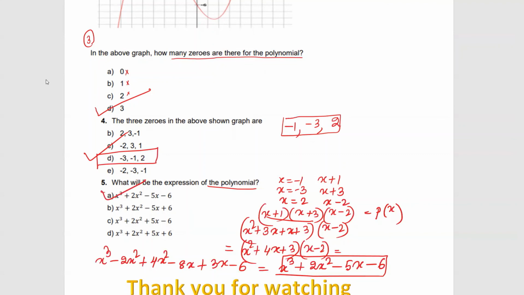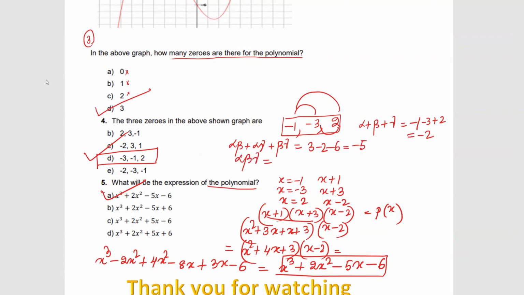And another way of doing this: first you find the sum, alpha plus beta plus gamma. That will be -1 minus 3 plus 2. This gives you -2. Then you find alpha beta plus alpha gamma plus beta gamma. Multiply 2 at a time: 3, minus 2, minus 6. This gives you -5. Then you get alpha into beta into gamma. This will be 3 into 2, that is 6.